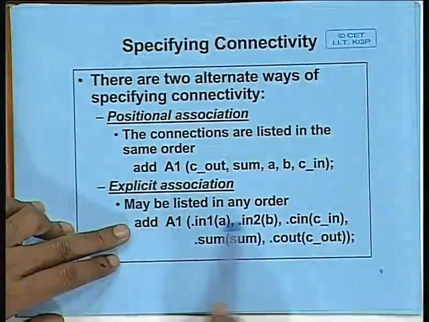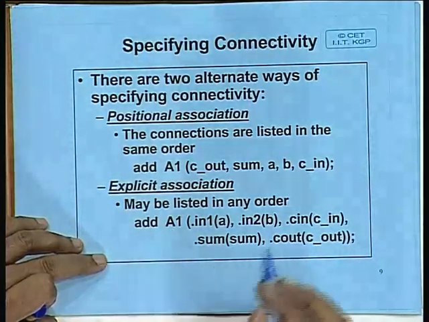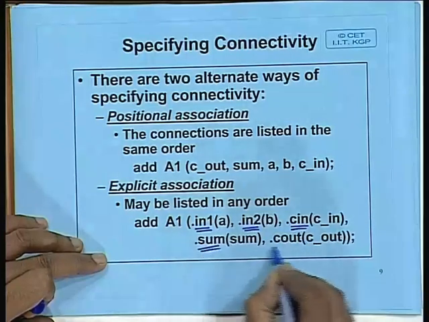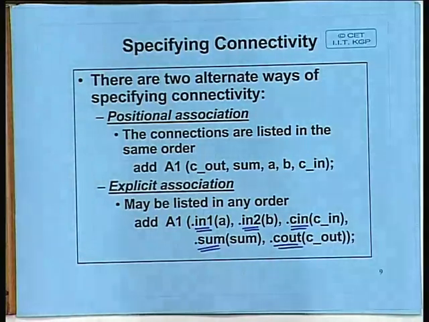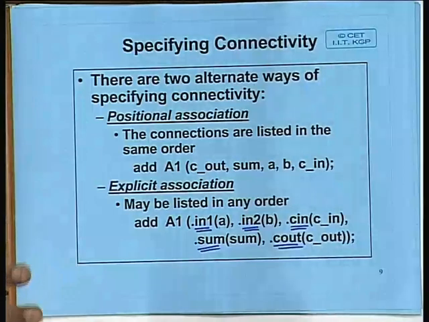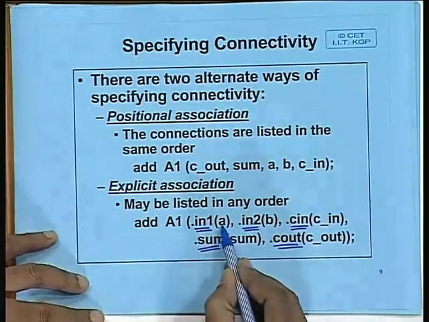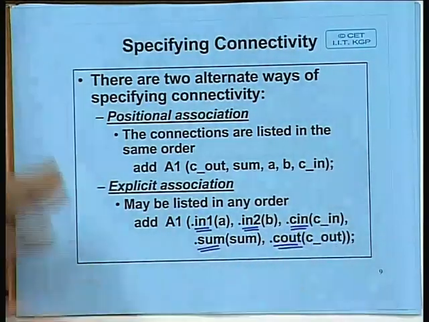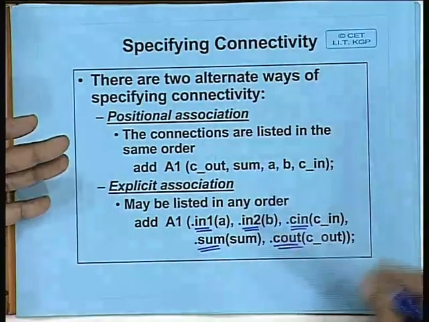So, you will have to specify it in a way something like this. You instantiate the module, and in1, in2, cin, sum, cout are the names defined in the parent module description, and a, b, cin, sum and cout are the variables in the present module. So, you say that A is actually in1, B is actually in2, cin is actually cin, and this you can specify in any order.